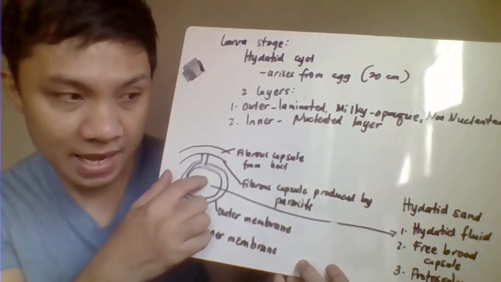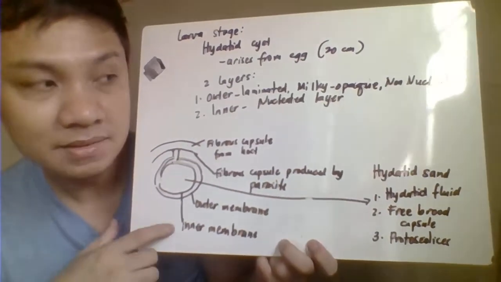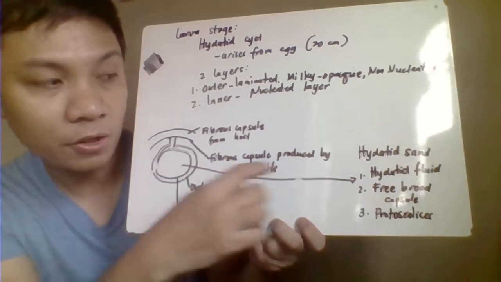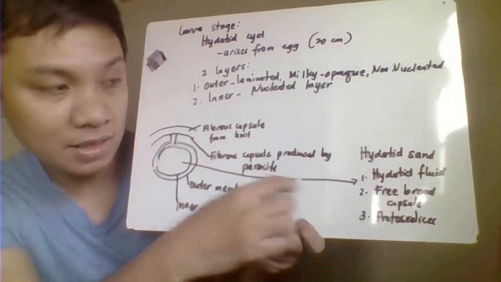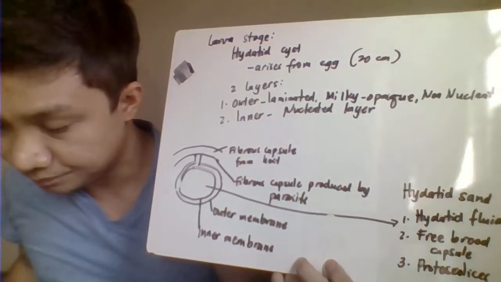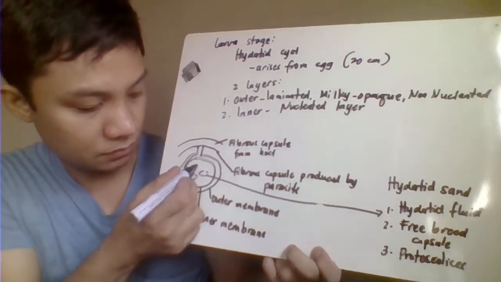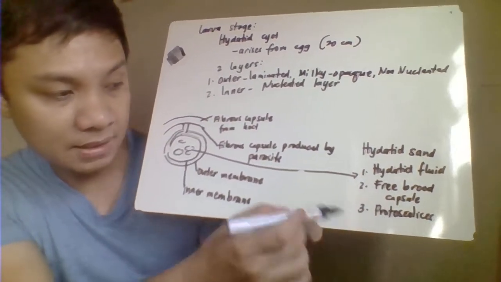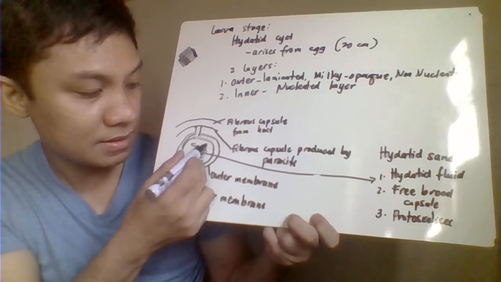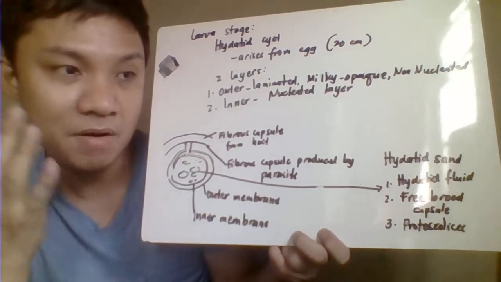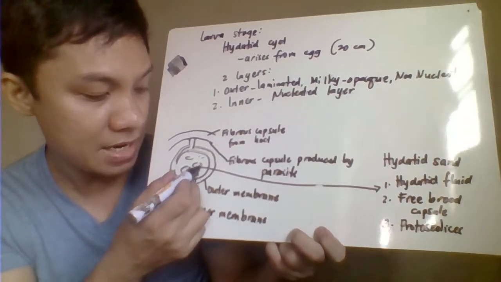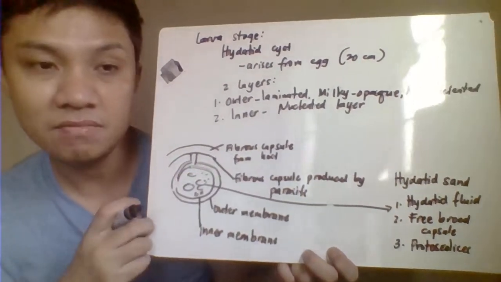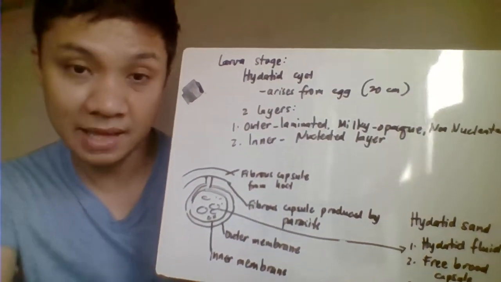Then, nasa gitna niya, you call it your hydatid sand. Ano makikita dito sa hydatid sand natin? May fluid dito, you call this one your hydatid fluid. Then, meron ditong mga bilog-bilog din na become your free brood capsules. And may mga scoleces. Pag sinabi scoleces, scolex, ito yung head part or mga developing na worm dito sa loob. And the entire content of that, you call that one as your hydatid sand.